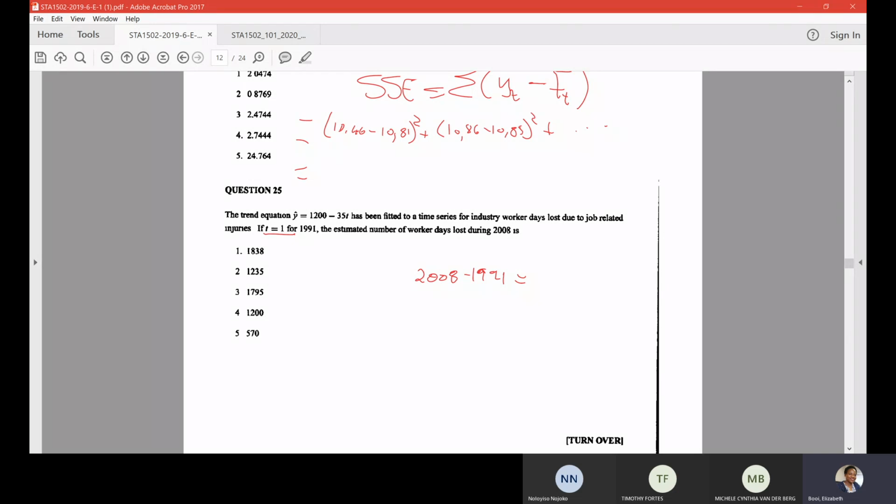So it was 2008 minus 1991. Yeah, it's 18 years, which is 17 plus 1, which makes it 18 years. So what we said was our t will be equal to 18. So you're going to say y hat is equal to 1,200 minus 35 times 18, and that should give you your answer. We did this in class as well. So if you want to know in detail, you will have to look at what we did in class.